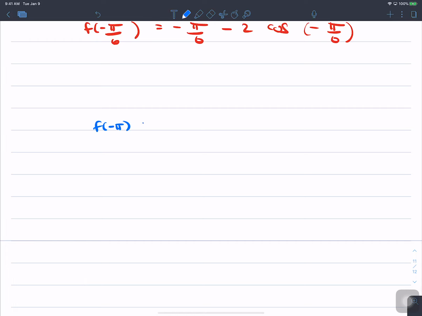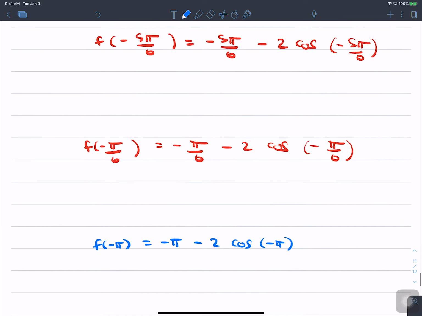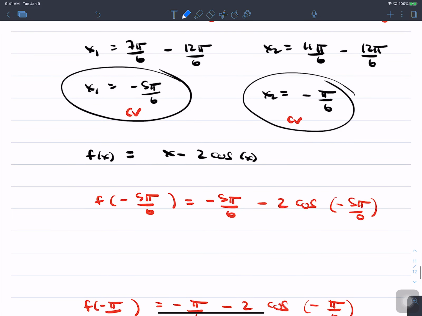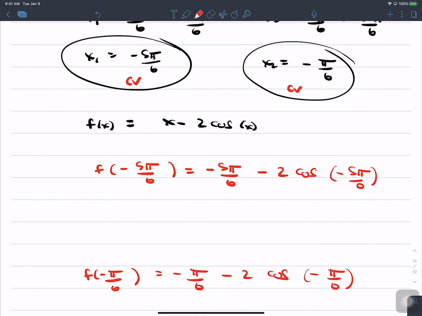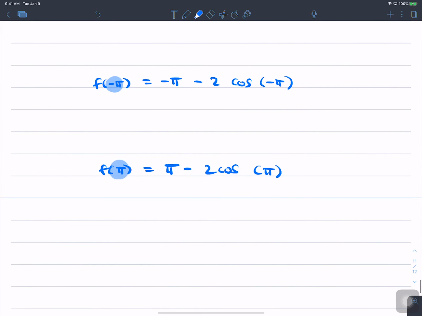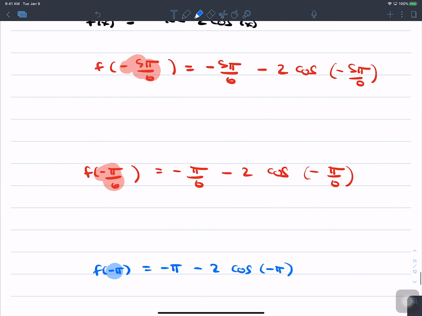Now the endpoint's in blue. F of -pi, plug that in. -pi minus 2 cosine of -pi. And then down here, f of pi is pi minus 2 cosine of pi. So remember, we have to find the value of the function at its critical values. These are the critical values that you just found in the interval. And then the value of the function at the endpoint. And whatever is the largest or the smallest.